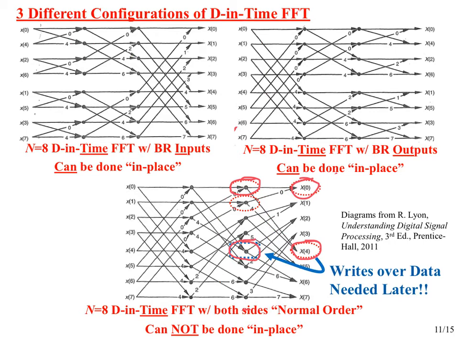So if we want both, we can do it. We'll just need an auxiliary memory location, an auxiliary memory array. So we would need twice the memory. So these are the things that people who spend their days doing these FFT implementations worry about. And I'll tell you, I've not been that guy.